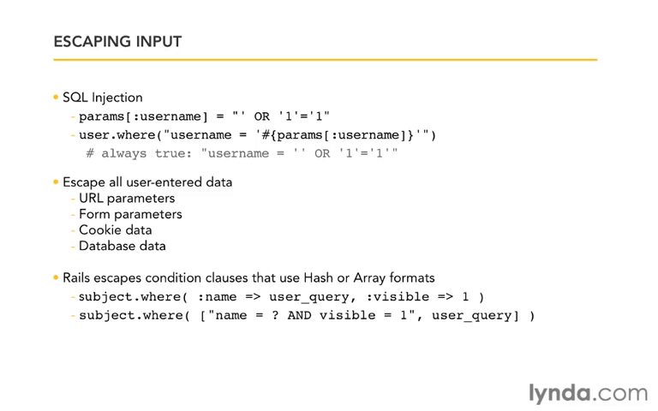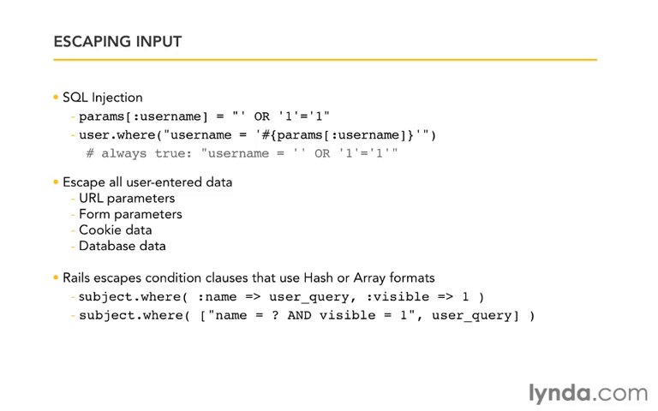If we needed some more complex SQL, then we might be better off going with the array format. This is where we get to write any SQL that we want as the first argument of an array. But instead of putting the values straight in there, instead we put question marks as placeholders, and then put those values as the additional elements of the array. So if we had 3 question marks, we would have a string plus 3 values. In my example, I just have 1, name equals question mark, and then user query will be escaped before being dropped into this string. Notice that I did not escape visible equals 1 because that's not user submitted data.